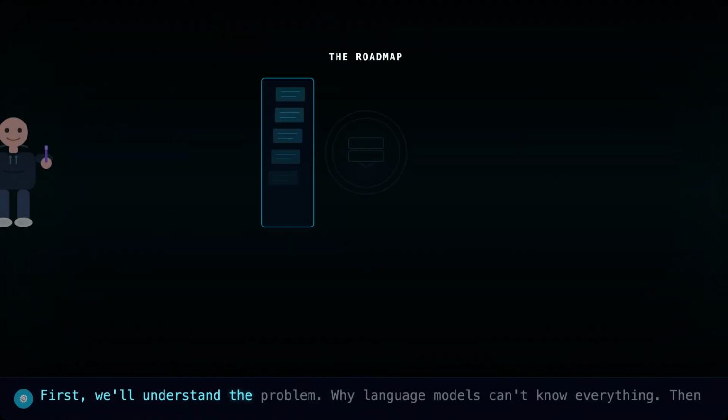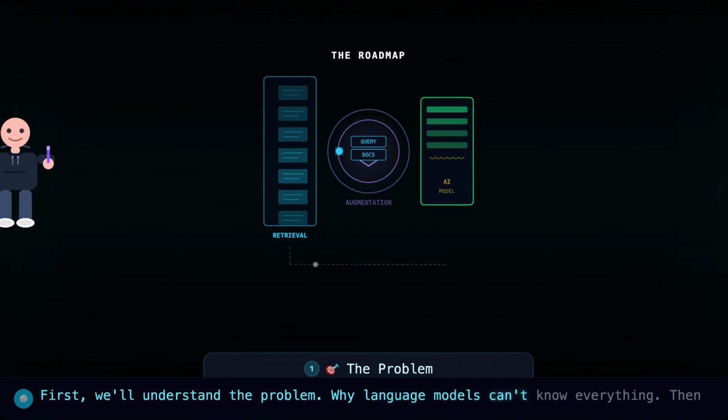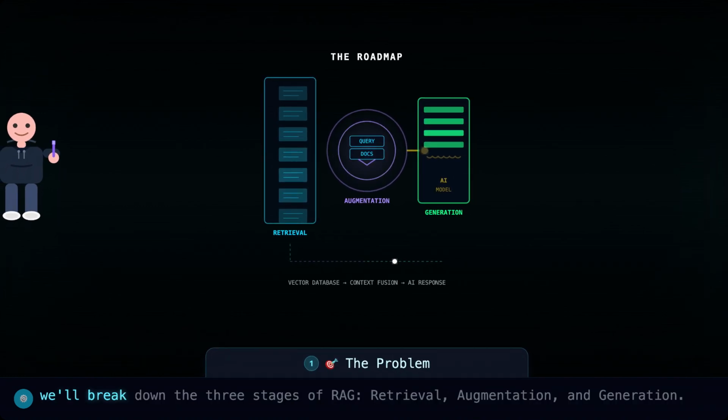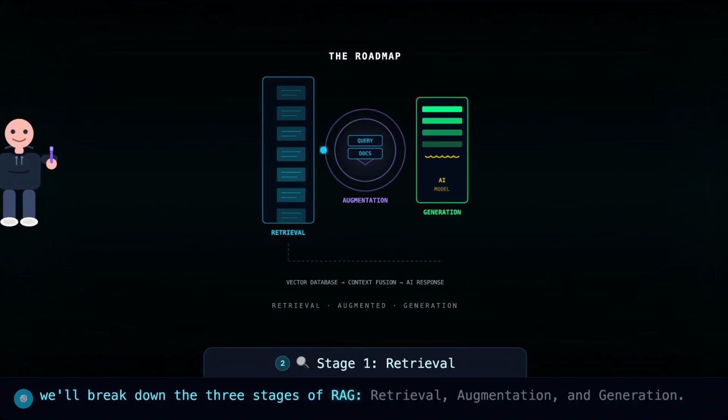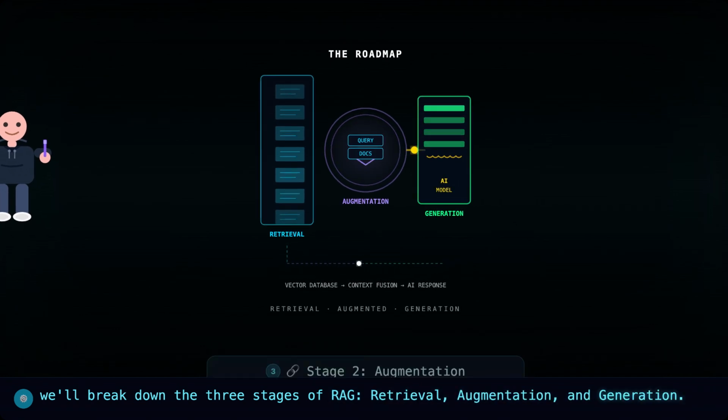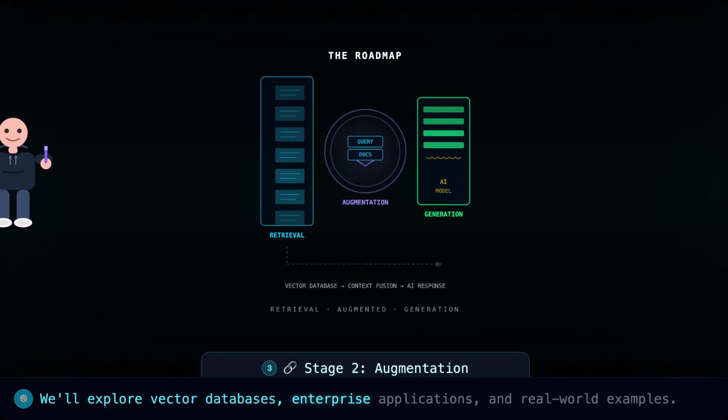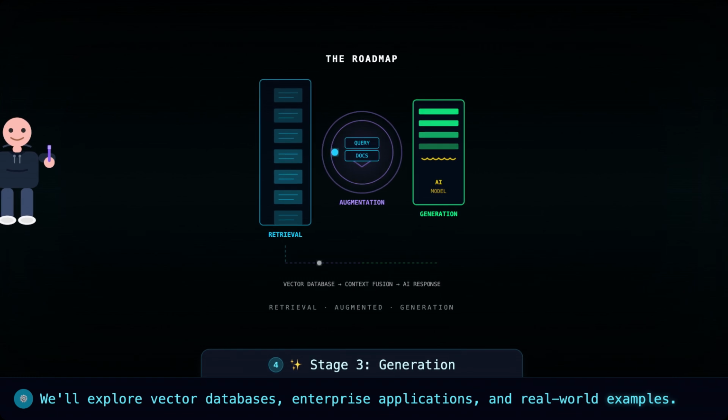First, we'll understand the problem. Why language models can't know everything. Then we'll break down the 3 stages of RAG: retrieval, augmentation, and generation. We'll explore vector databases, enterprise applications, and real-world examples.